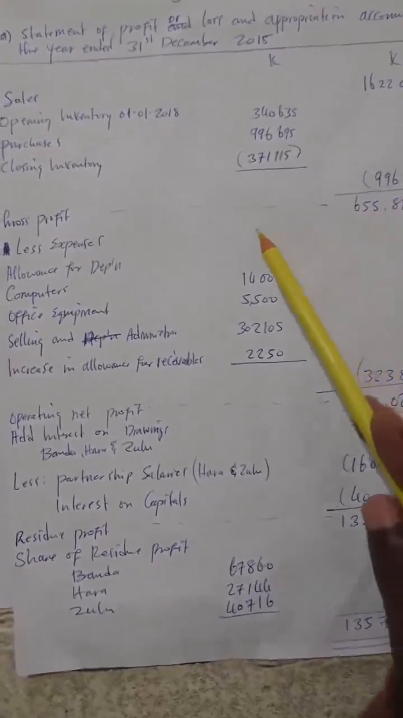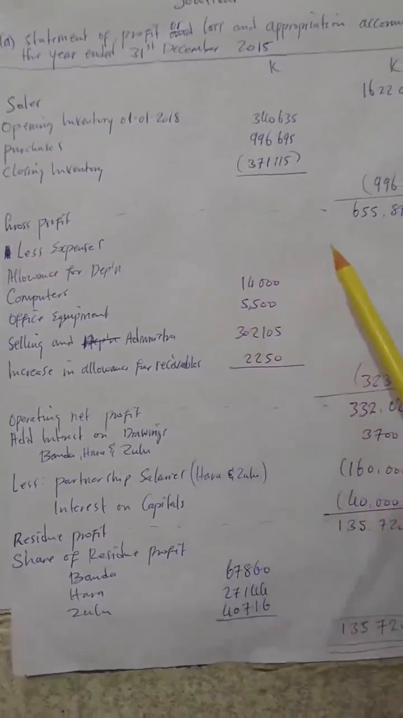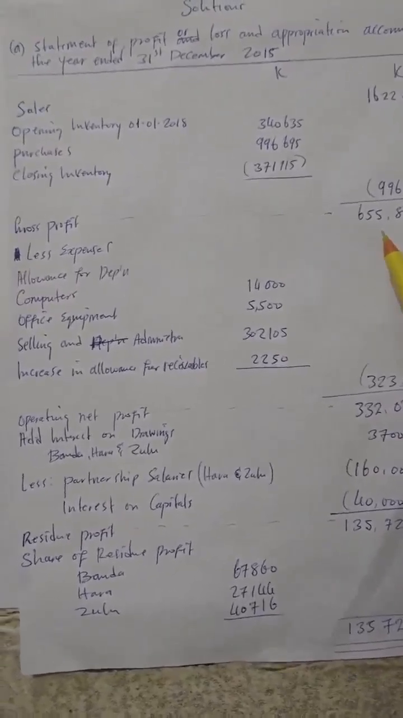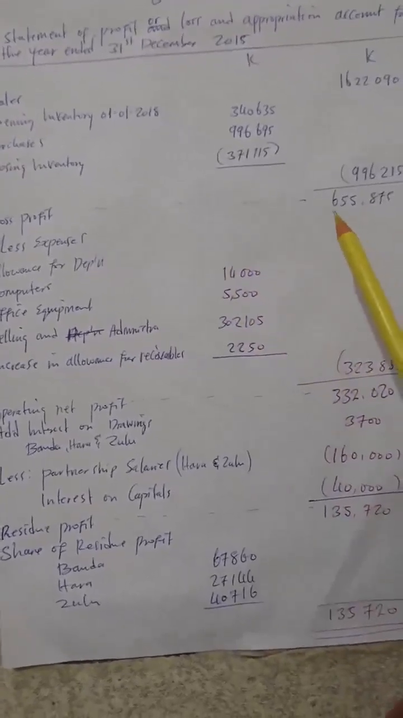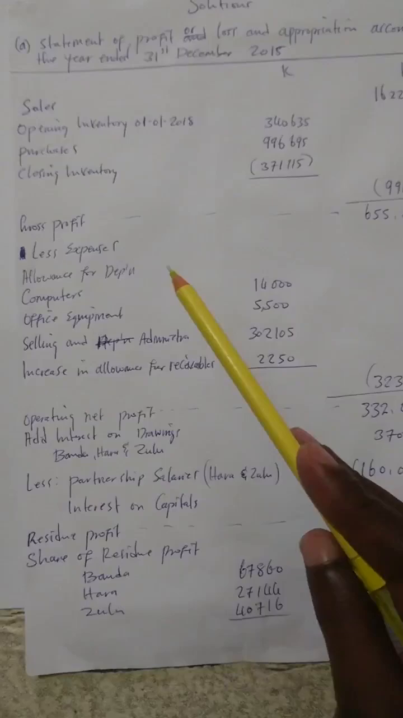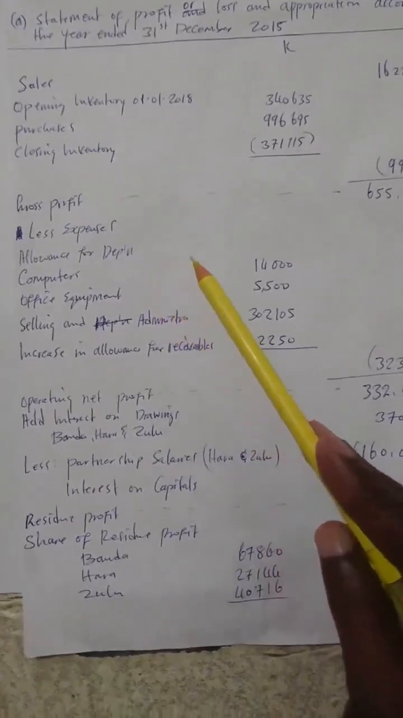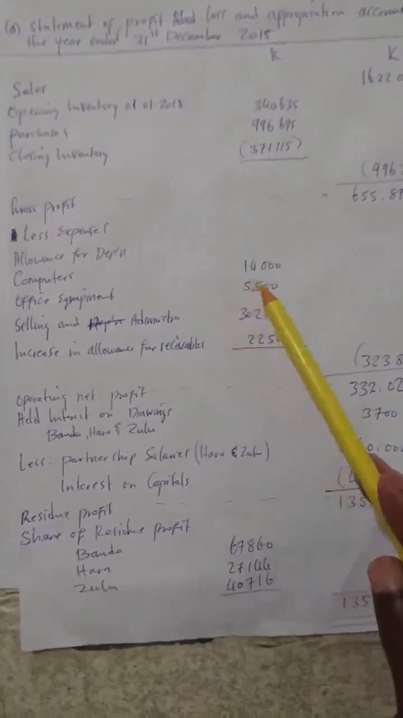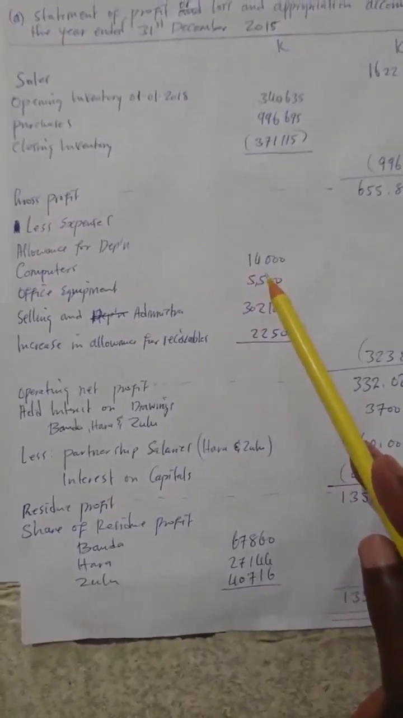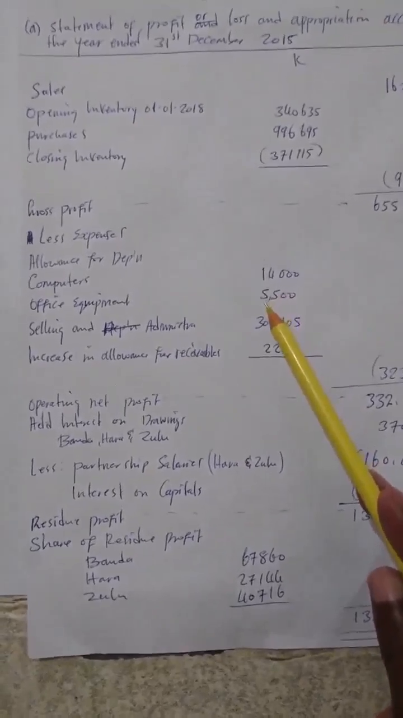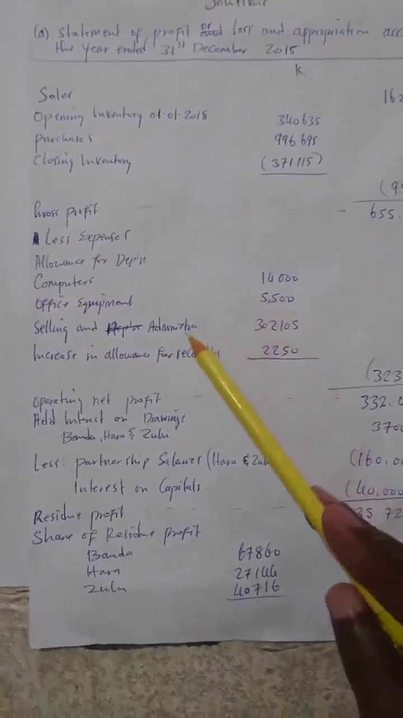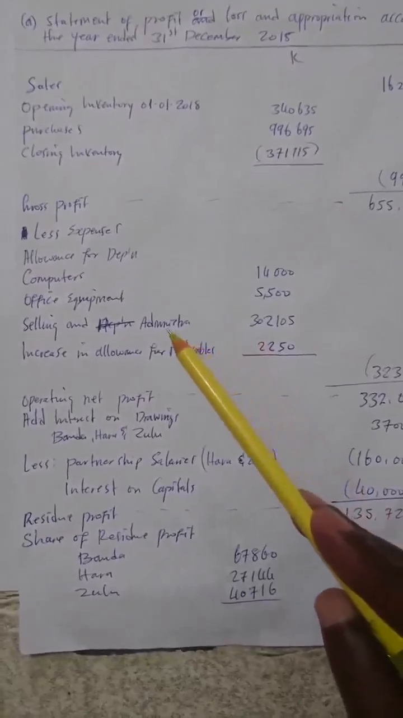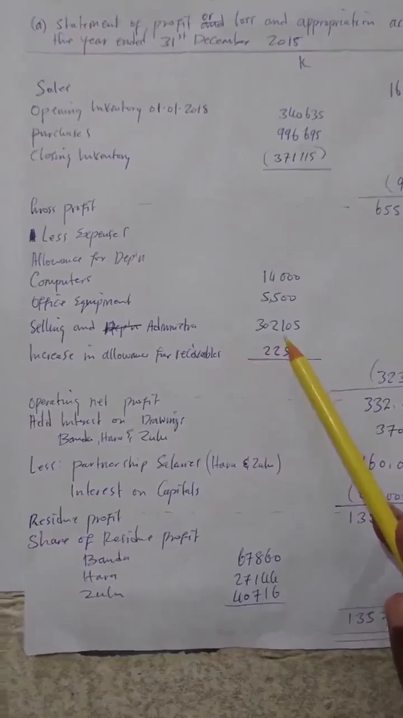Then if at all we had any income in the question, I'm sure you are aware, you need to add it here before you start subtracting the expenses. But in this case, we didn't have any income, so we went direct to subtracting the expenses. The expenses we had were allowance for depreciation, which they said was 14,000 kwacha on computers and 5,500 kwacha on office equipment. Selling and administration expenses from the workings came to 302,105.